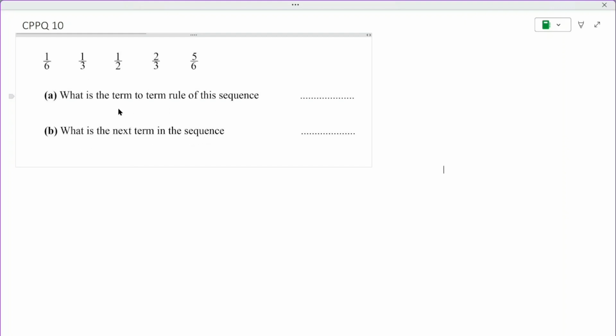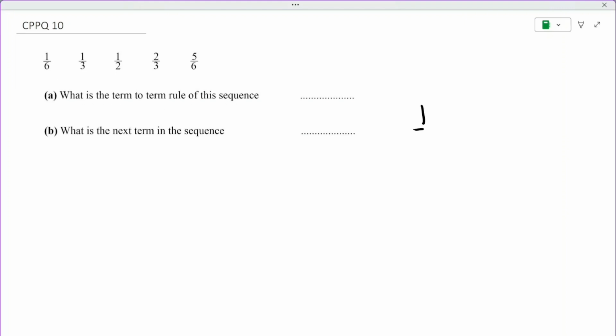From question A, this is a sequence question, and these are all fractions. You might not be sure if this is ascending or descending, that is, if you're having an increase or a decrease in the fraction. We have to be sure before we know the term to term rule, so we can take the first three terms, 1 over 6, 1 over 3, and 1 over 2, and find if there's an increase.